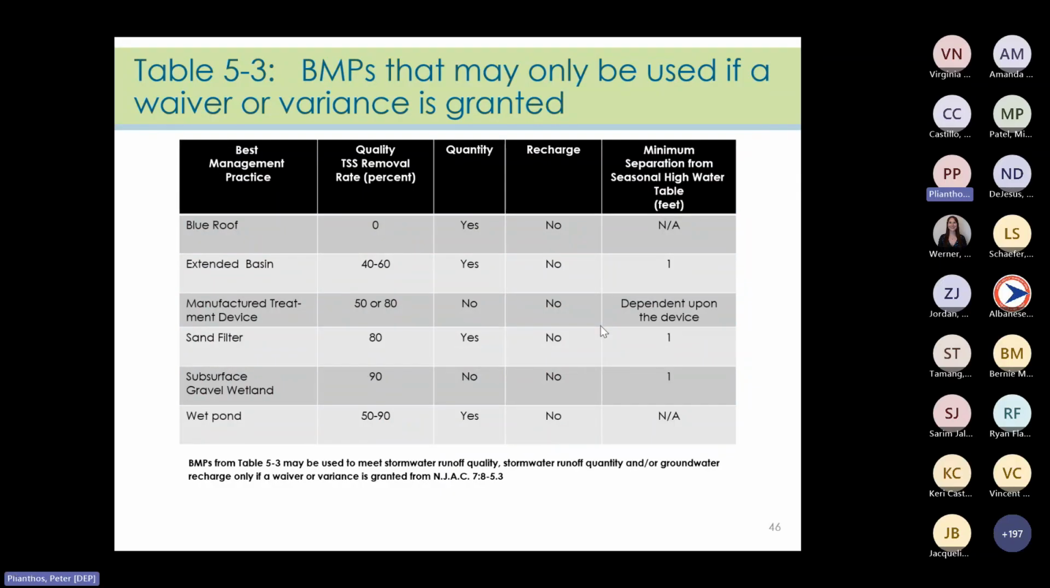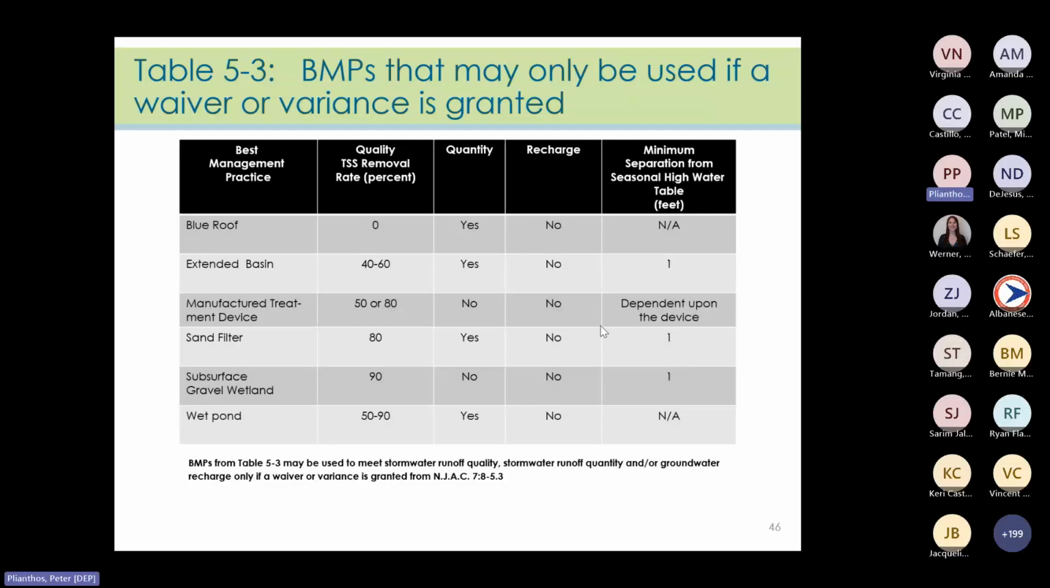BMPs in Table 5-3 always require a waiver or variance from NJAC 7:8 5.3 before they can be used to meet any of the design and performance standards. It is not anticipated that these BMPs will be used much in the future because of what is required in order to grant a waiver or approve a variance.